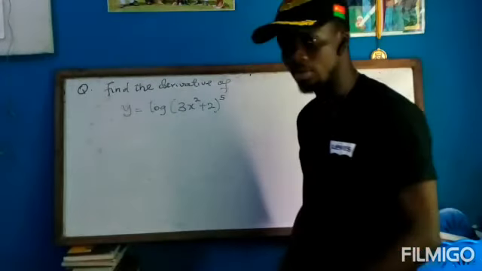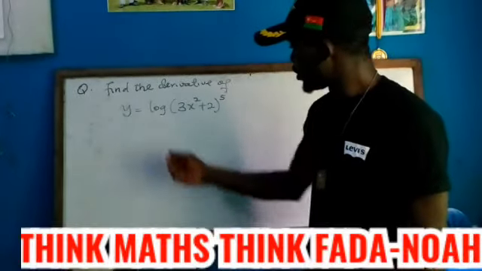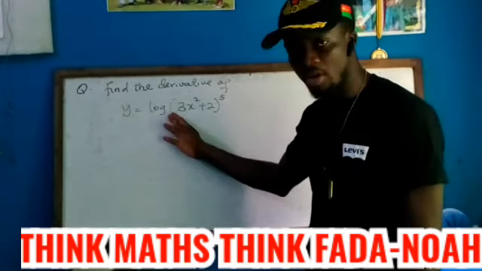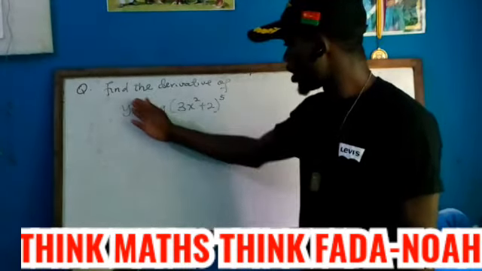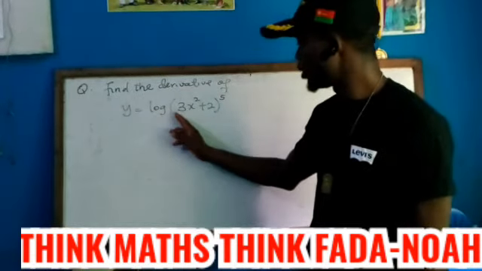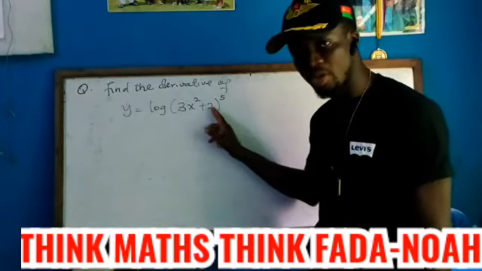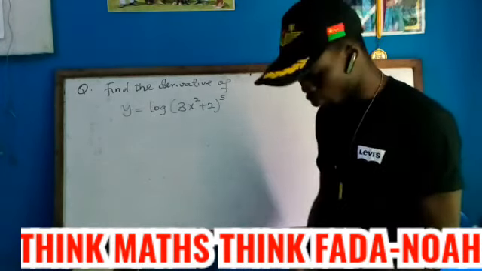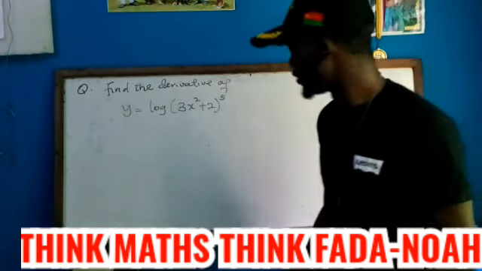Okay, all right. So we are looking at derivatives involving logarithms. You have to find the derivative of y equals log of the bracket 3x squared plus 2, all to the exponent 5. So let's look at how to find the derivative.